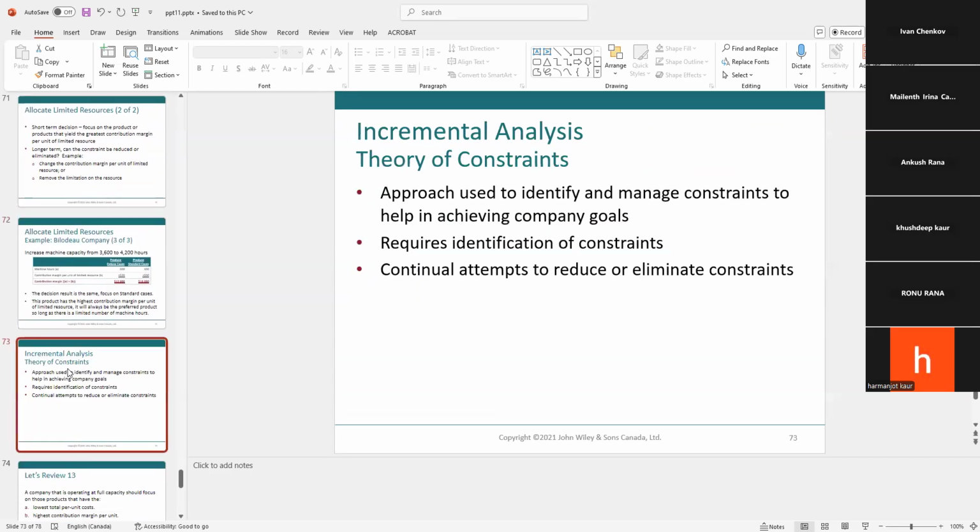So for the incremental analysis theory, the approach is used to identify and manage the constraints in order to achieve our goal. What was the goal? To increase the operating income. So what we have to do, we have to find the constraint. And we have to always try to eliminate the constraint.